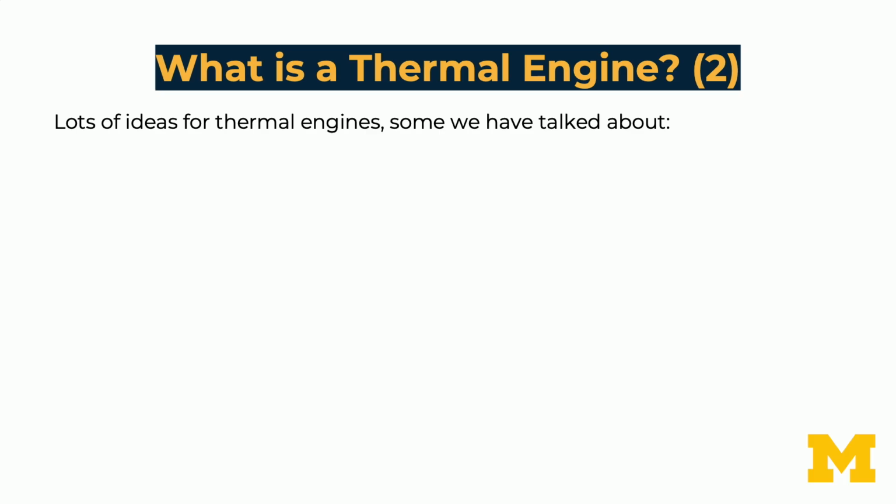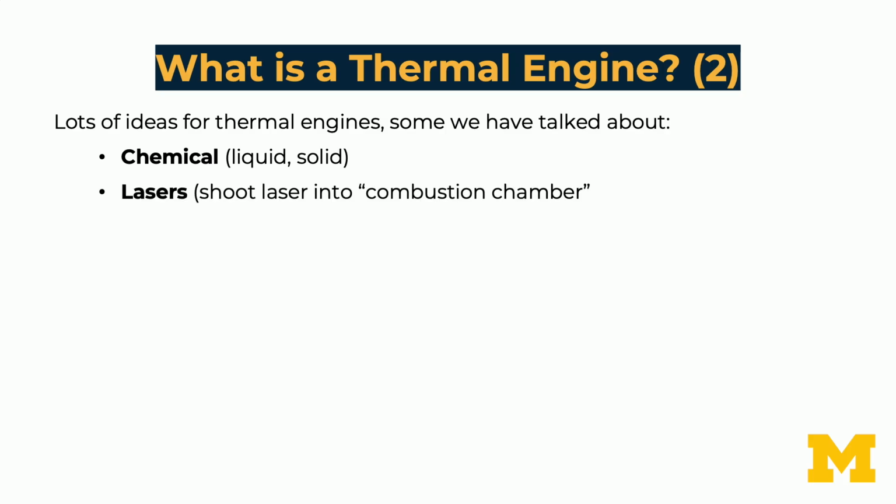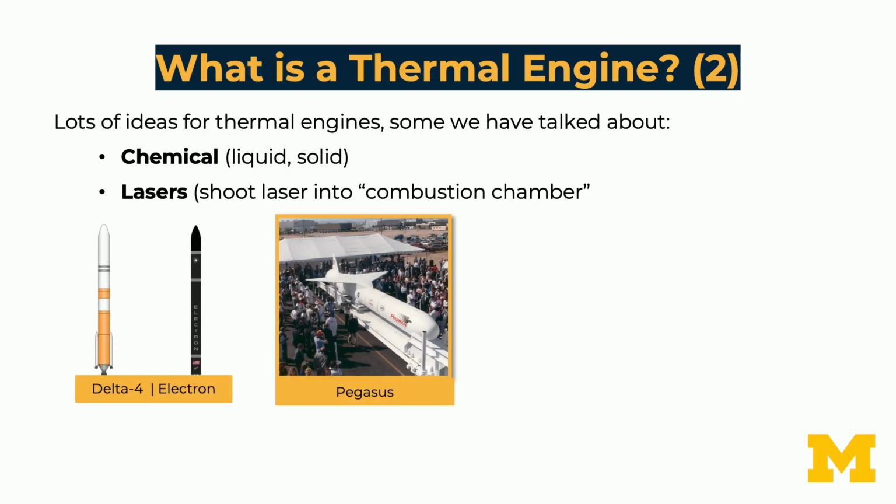There are a lot of ideas for thermal engines. Some we've talked about already. There's the chemical thermal engine. So basically, we use chemistry to heat stuff up. It could be liquids or solids. Basically, we're having some sort of a chemical reaction, which is exothermic, which is heating stuff up. We use lasers, so we can shoot a laser into a combustion chamber and heat stuff up that way. Here are some examples of those.